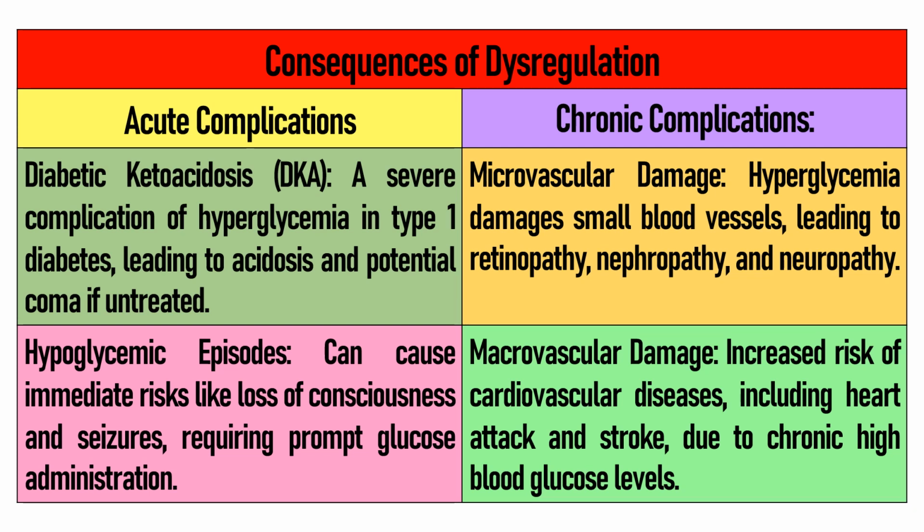Chronic complications can occur if blood glucose levels are not regulated properly over extended period of time. Microvascular damage is common. Hyperglycemia damages small blood vessels, leading to retinopathy, nephropathy, and neuropathy, and many other complications. Macrovascular damage, increased risk of cardiovascular diseases, heart attack and stroke, due to chronic high blood glucose levels. Diabetic patients often suffer from some or all of the above-mentioned complications to varying degrees, depending on the extent of glycemic control. Proper glycemic control, however, prevents the development of these complications.